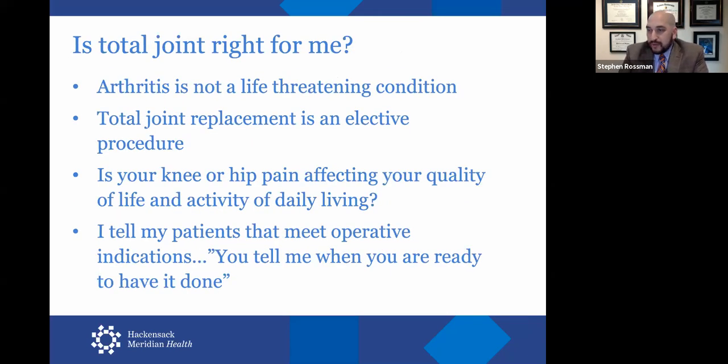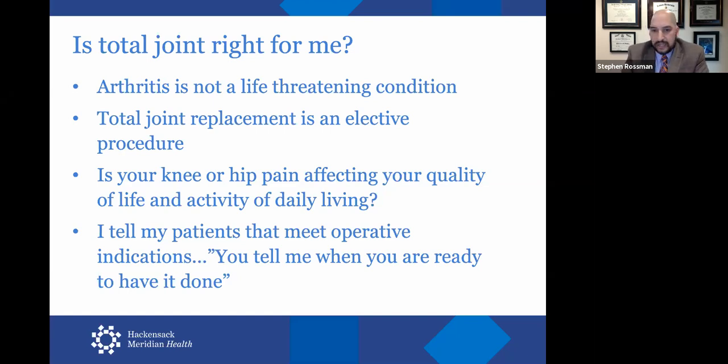Is a joint replacement right for me? So like I said before, I tell all my patients, arthritis is not a life-threatening condition. It's an elective procedure that we have to choose to do. If it's affecting your quality of life and your activities of daily living, and you can't do what you want to do, and certainly you meet the indications where you have that bone-on-bone arthritis and you failed everything else, then it's probably a very good option for you. And the majority of people, they come back to tell me, I should have done this years ago. But all these misconceptions and fears about undergoing surgery, and surgery is a scary thing for people who don't undergo it. I understand that.